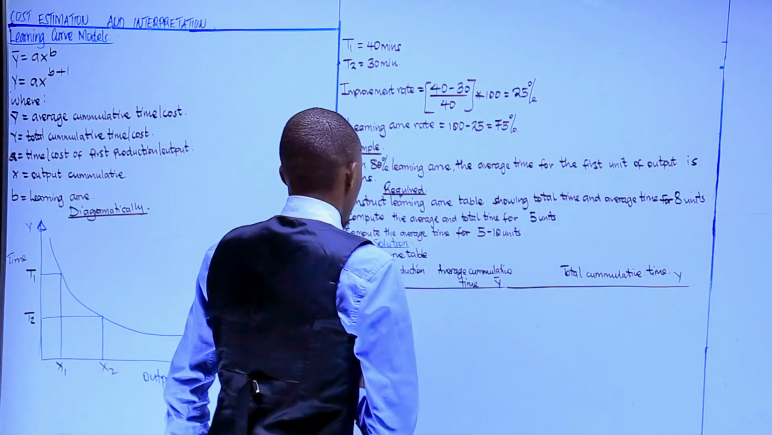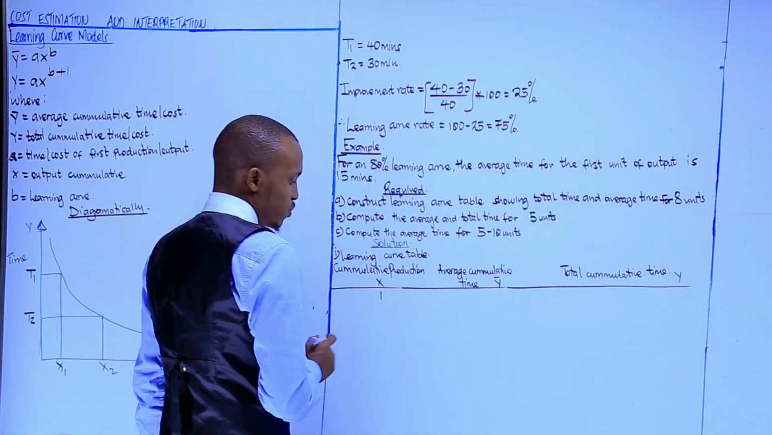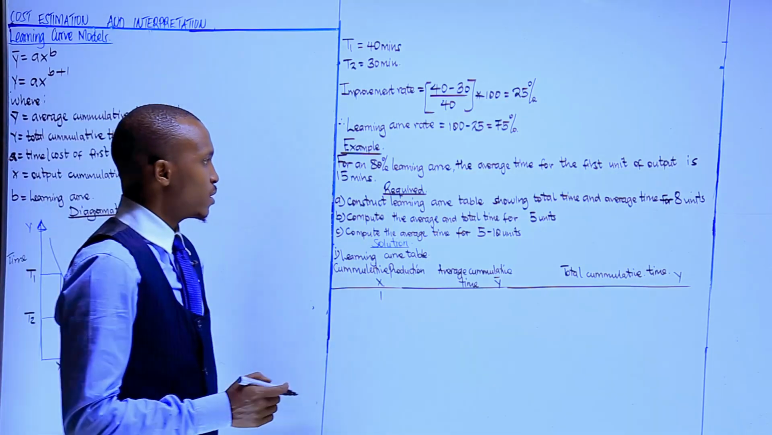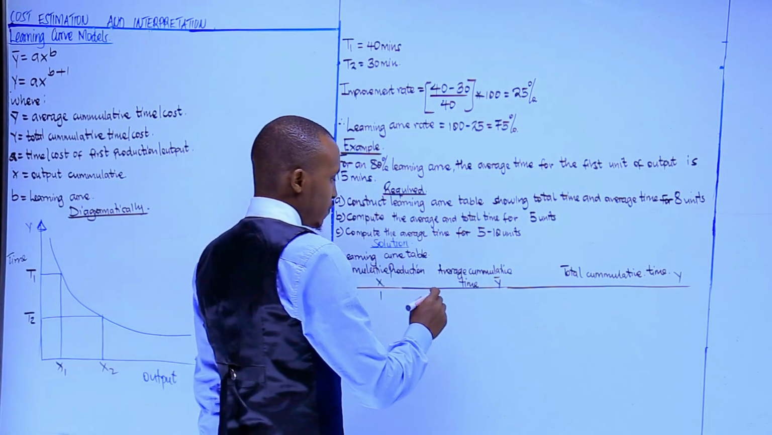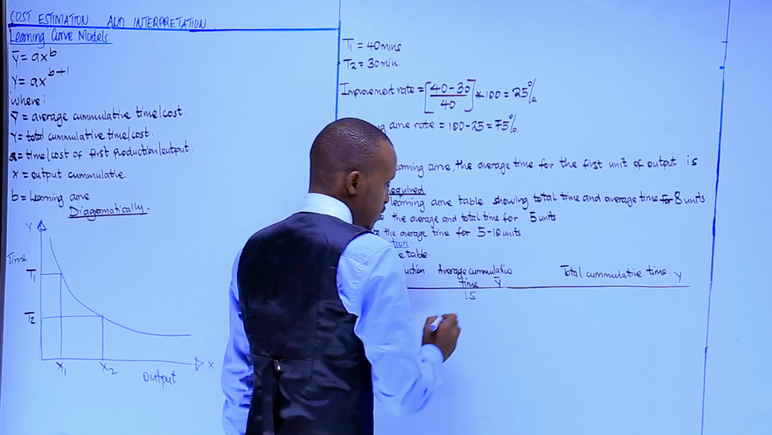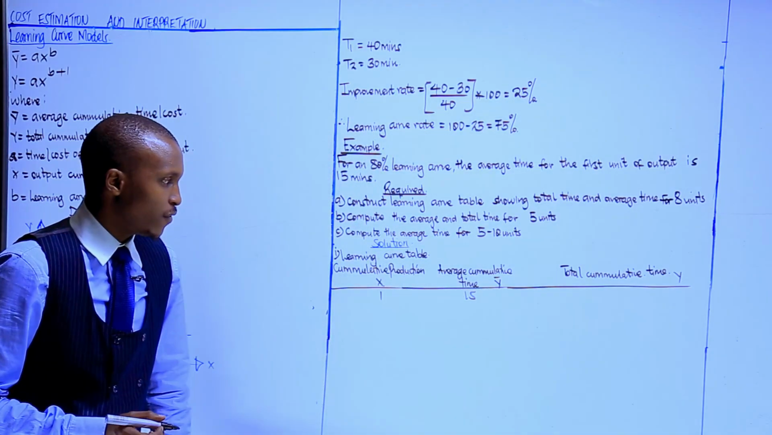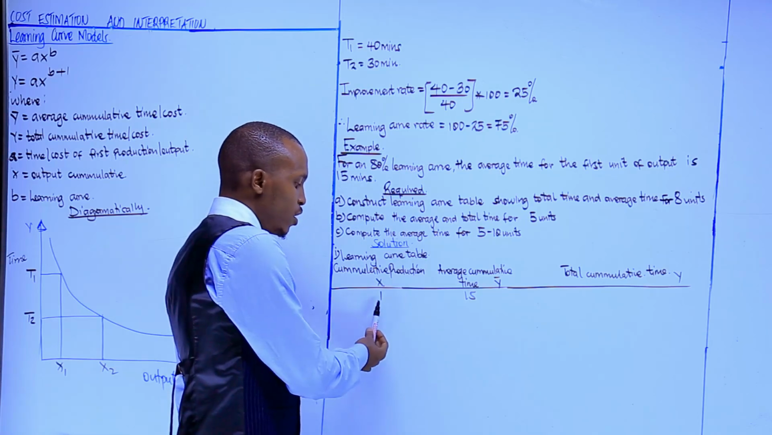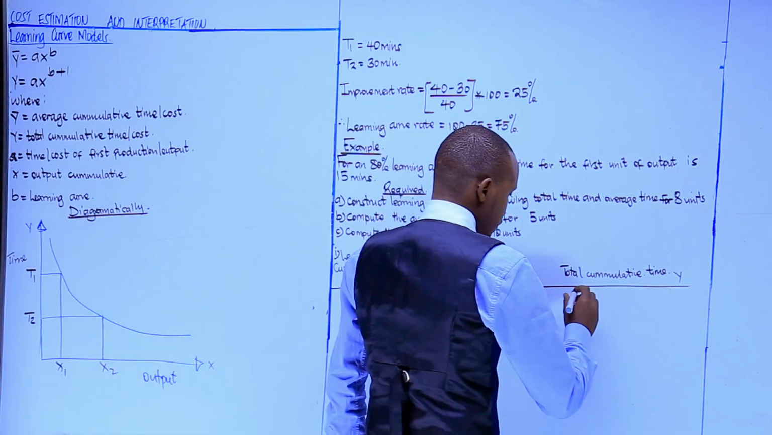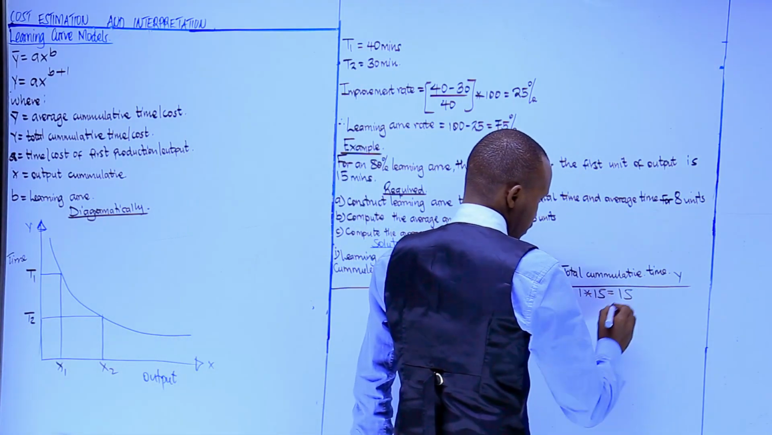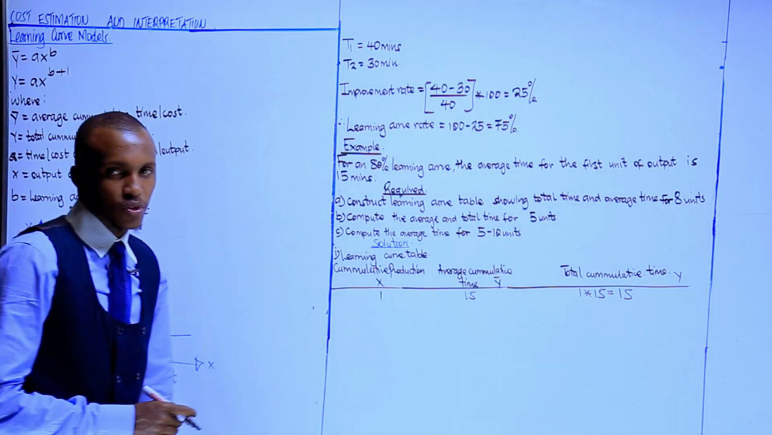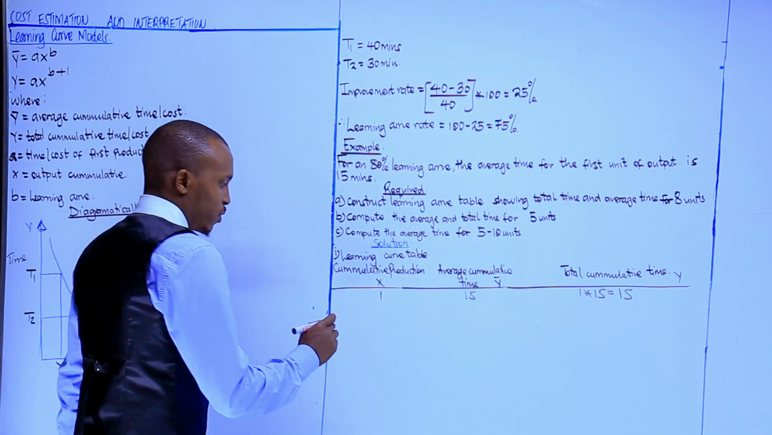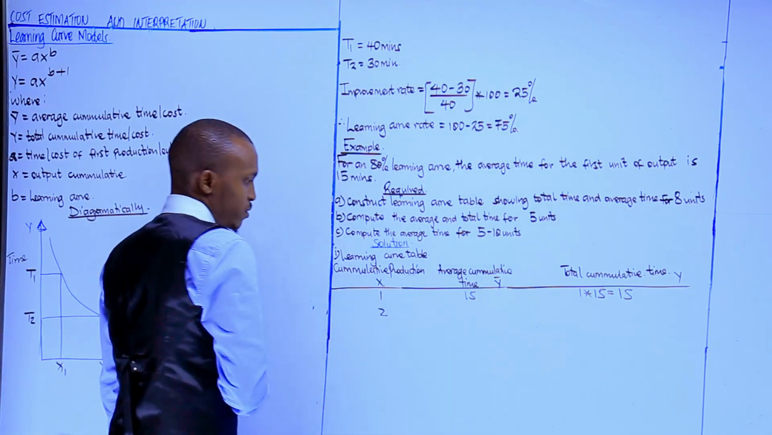Y. Now, the first unit of output is taking how many minutes? 15 minutes. Therefore, the total time taken by the first unit will be 1 times 15, which is 15.